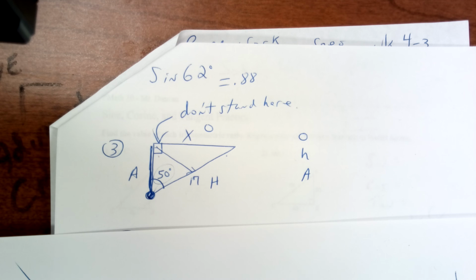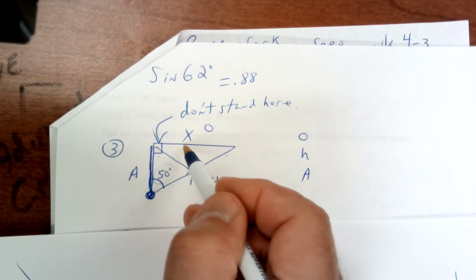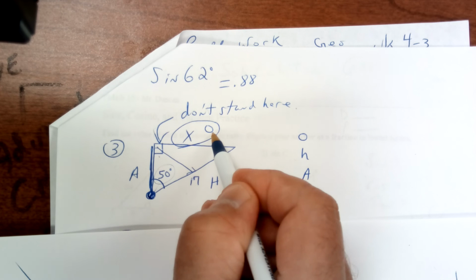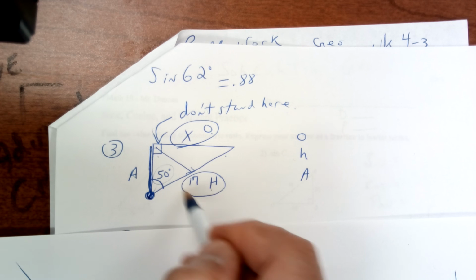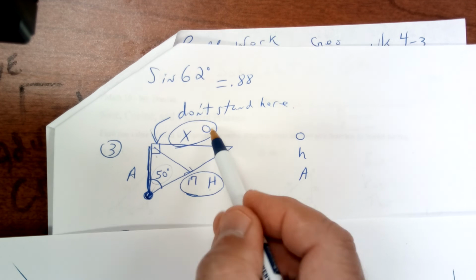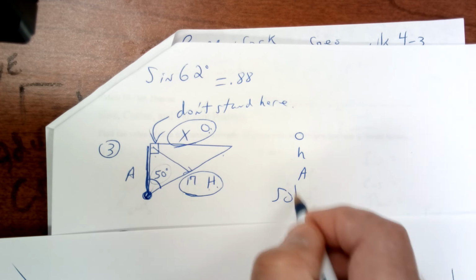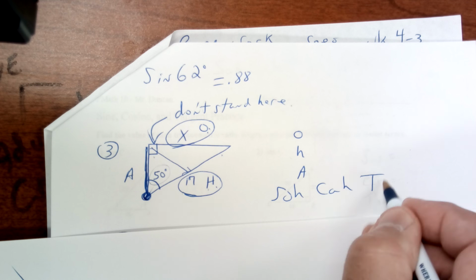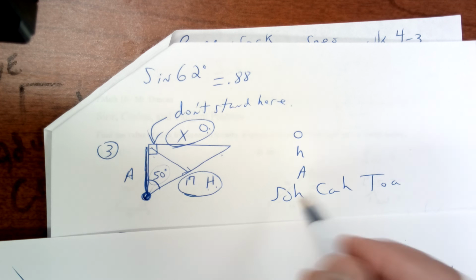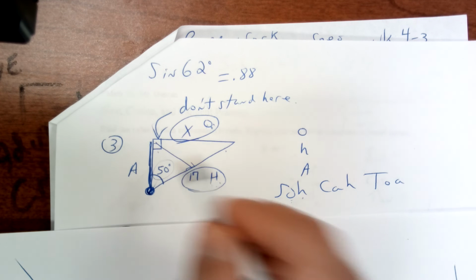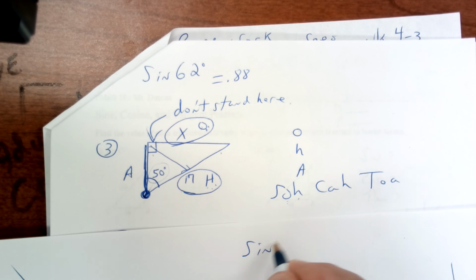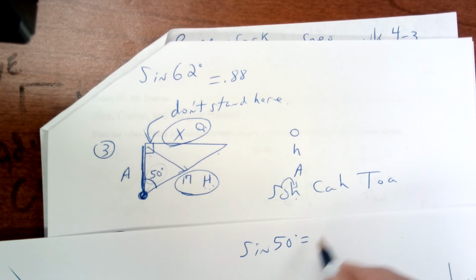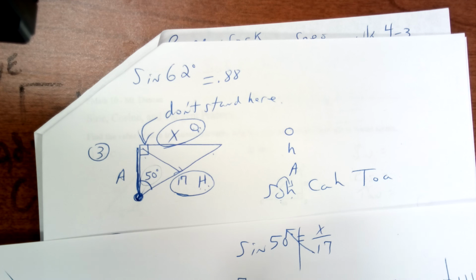All right, now to find this problem, you're looking for x, which has an O, and they tell you the h. So you're looking for a trig function that has an O and an h. So, soh cah toa. So O and h is sine. So you're going to say the sine of 50 degrees is equal to O on top, so x over 17. So you're going to cross multiply and get 17 times the sine of 50.